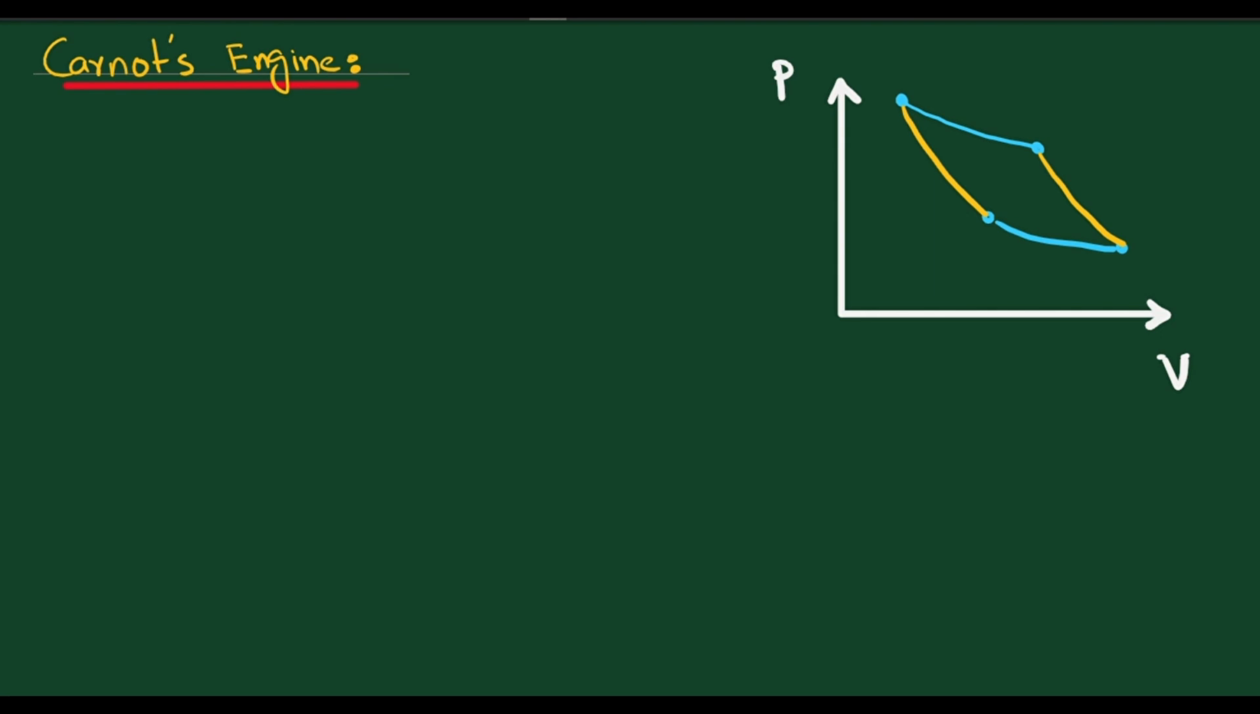Hello everyone, in this video we are going to discuss the Carnot engine and Carnot's theorem, and we will calculate its efficiency. First of all, consider a cyclic process. As we see in the PV diagram, we have a cyclic process, with two isothermal processes and two adiabatic processes to form a cyclic as well as reversible process.